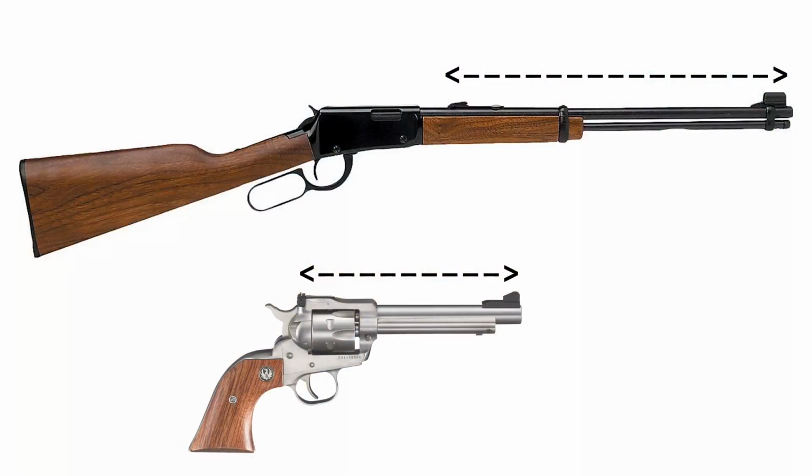Okay, let's start with the definition of sight radius, and in its most basic form, the definition is simply the distance between the front and rear sight. Usually, when we're talking about sight radius, we're referring to a rifle or a handgun.